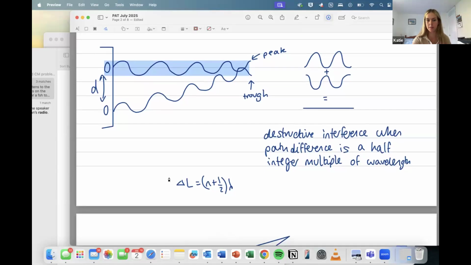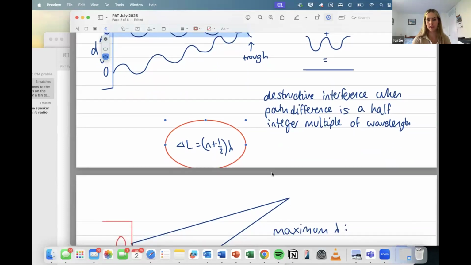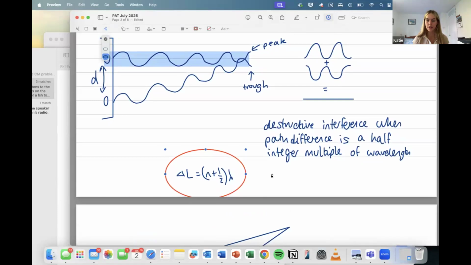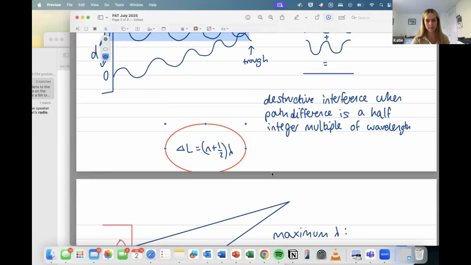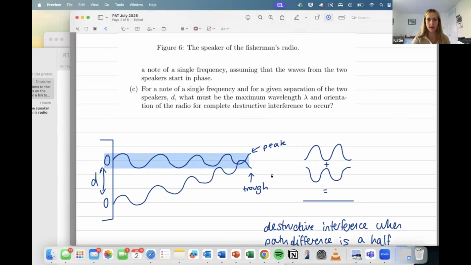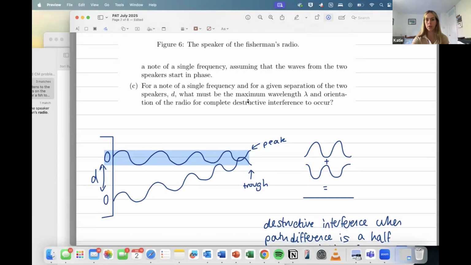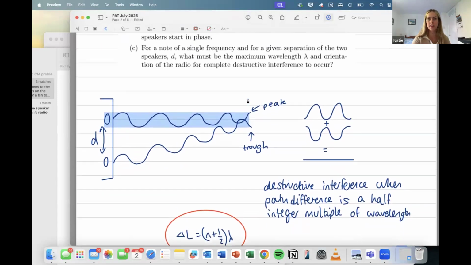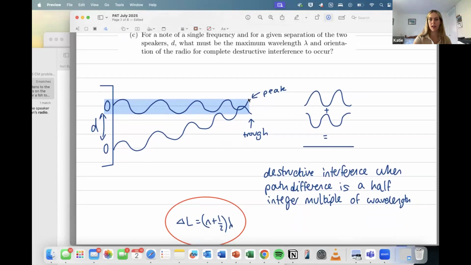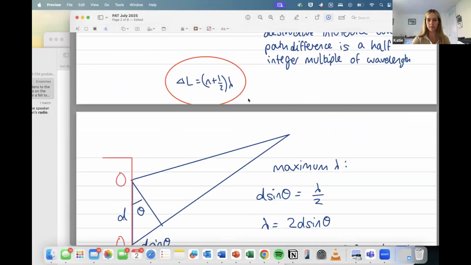So that's what I've written here, that the path difference is an integer plus a half of the wavelength. This is the same sort of idea as saying that the phase difference is a half integer multiple of 2 pi. We're just using distances here and the wavelength instead. Then part C gets you to work out what's the maximum wavelength that you could get destructive interference from this speaker. We're given that it's a single frequency and the separation.